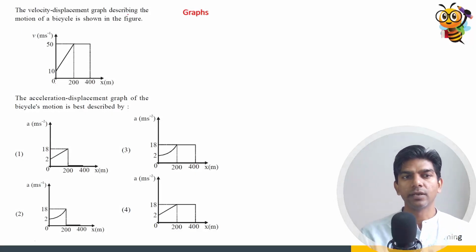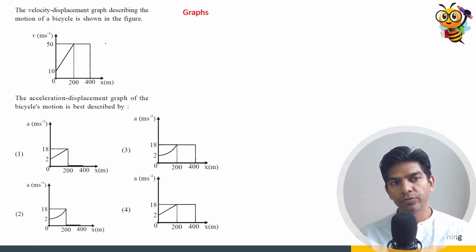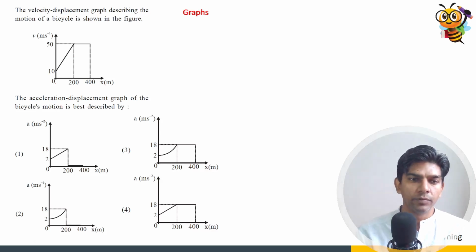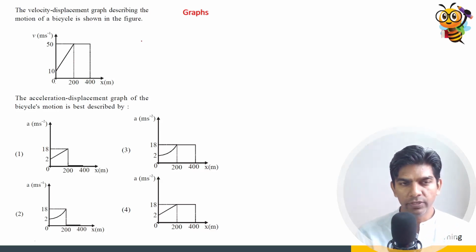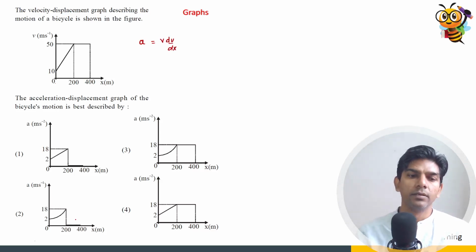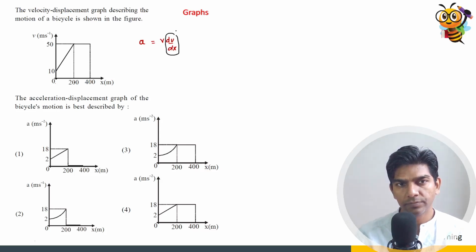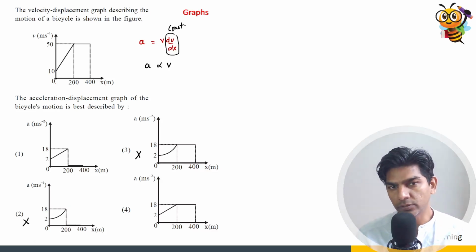The velocity displacement graph describing the motion of a bicycle is shown in the figure. And the acceleration displacement graph we have to find. Okay, right. So from this, we know that acceleration is v dv by dx, right? So can you see, from 0 to 200 meters, velocity is increasing linearly. So this dv by dx is constant, right? So we can say acceleration will be directly proportional to the velocity. So velocity is increasing linearly, so a should also increase linearly. So option 3 and option 2 are incorrect, where we have a non-linear graph from 0 to 200 meters.